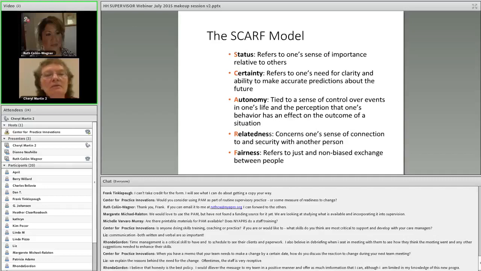Relatedness, again, the number one thing. Our connection to and security with another person, a belief that the person really cares about us, that they have compassion for us, that our needs are primary to them at this point when they're the person that's serving us. And fairness is that just and unbiased exchange between people so that we believe that we're all getting the same opportunities.